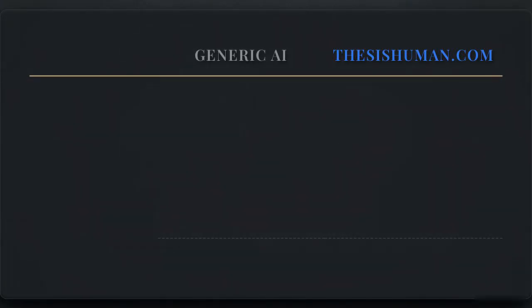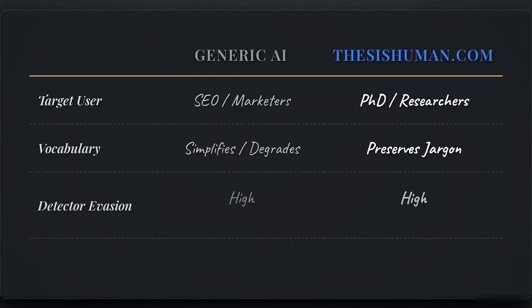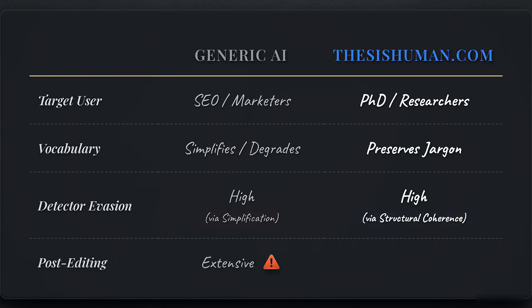This table breaks down the direct, side-by-side comparison of the real-world trade-offs between generic tools and ThesisHuman. Looking at the target user, we see the split immediately: volume-driven marketers on one side and rigorous, precision-focused academics on the other. For vocabulary handling, the generic tool degrades phrasing to hide from algorithms, while ThesisHuman actively protects specialized jargon through its coherence engine. Both systems bypass detectors, but they achieve it through entirely different methods. Generic relies on simplification. ThesisHuman uses high-level structural patterns.